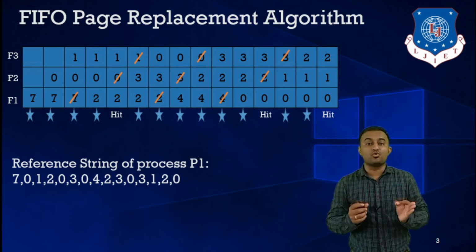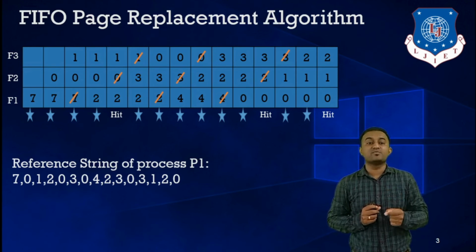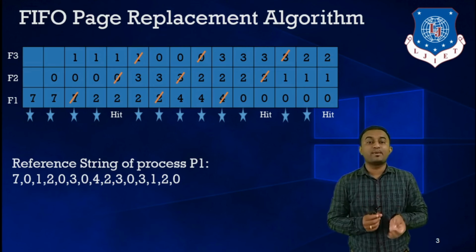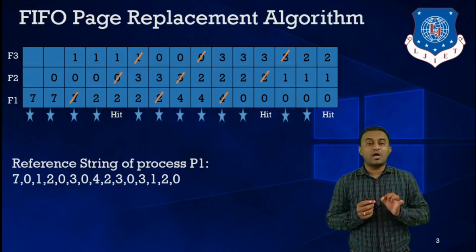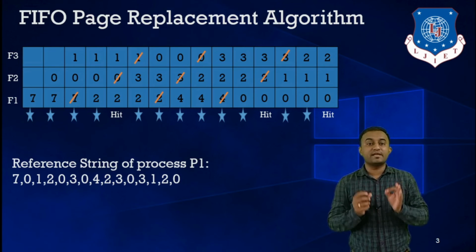The answer is no. So what we need to do is execute the first in first out page replacement algorithm. In this case, the F1 value needs to be replaced. So 2 needs to be replaced with 4. Now the values become 4, 3 and 0. And is there any page fault?